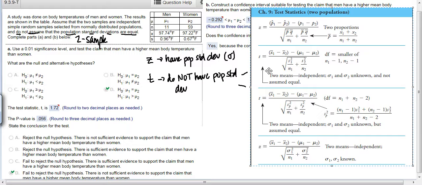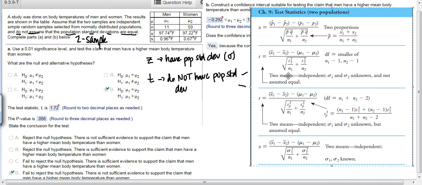So this formula is going to apply because it says there's two means. Sigma 1 and sigma 2 are not known. We don't know them, and they are not assumed to be equal. So in a formula sense, this is what we will use. This one is when you assume that the population standard deviations are equal. It's a similar formula, but you use pooled standard deviation. This one is not pooled, and that's important to understand. So this means pooled, and this is not pooled.